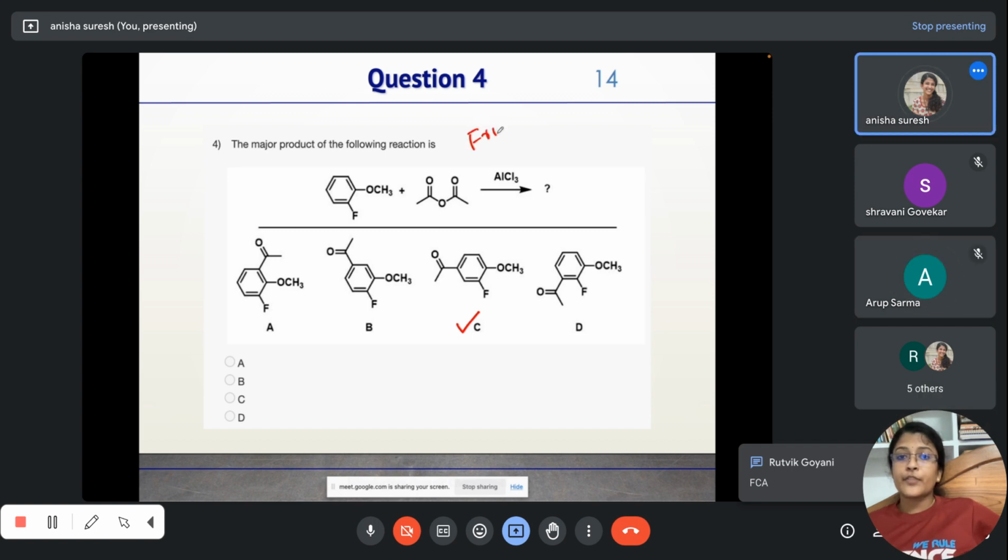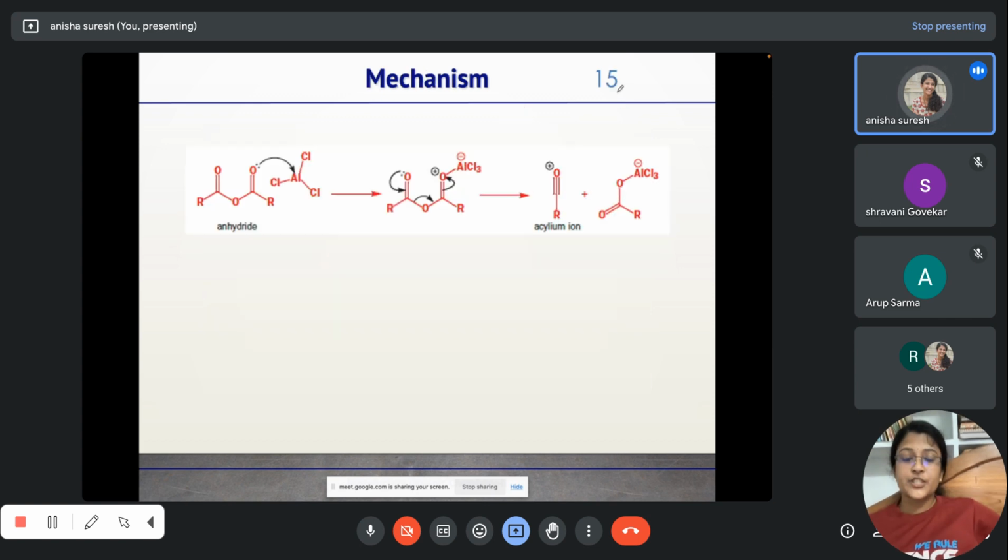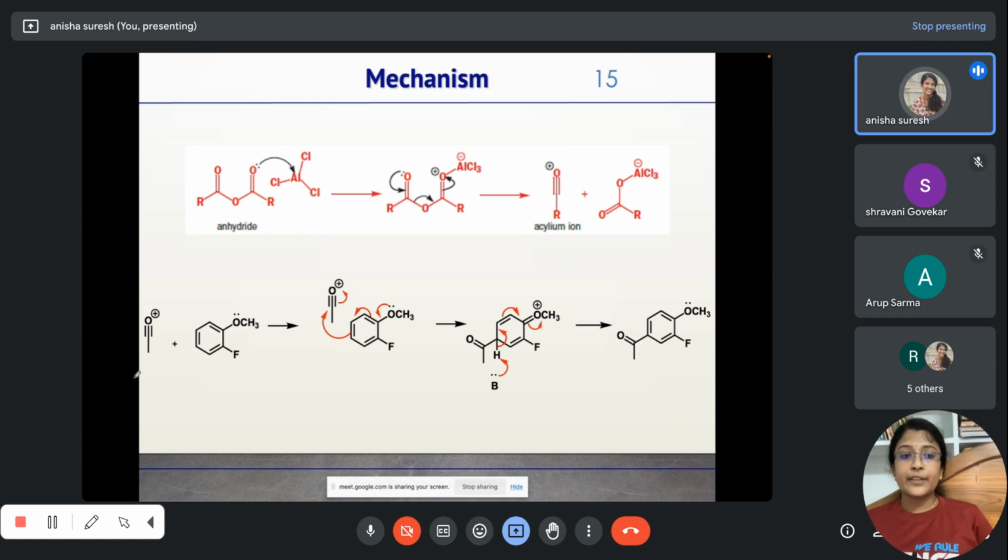Friedel-Crafts. Yes, Friedel-Crafts acylation reaction is taking place here. So we will see the mechanism of the reaction. So first, this lone pair on the oxygen will coordinate with this AlCl3. Then the lone pair on the adjacent carbonyl group will migrate in this fashion and this group will be eliminated. So acylium ion will be the key intermediate for Friedel-Crafts acylation reaction to take place. So we are having the acylium ion.